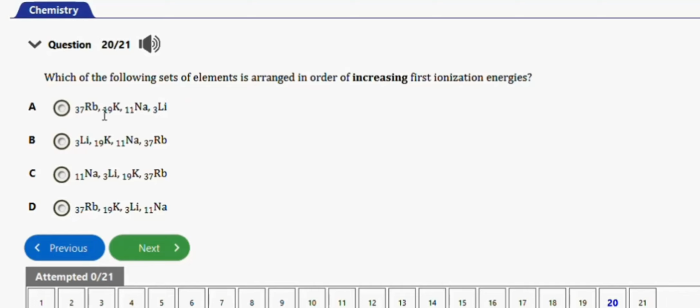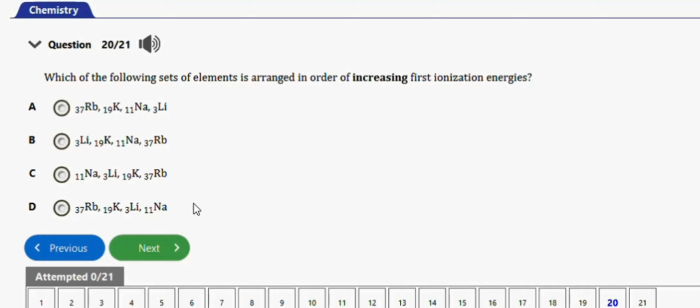So this is the correct order of increasing first ionization energy. All of these elements are in group 1 basically, going from the one that has the highest atomic number to the least. So that's it for this question.